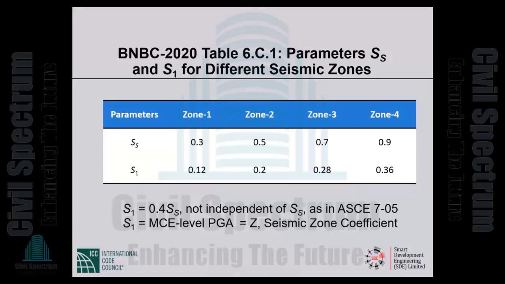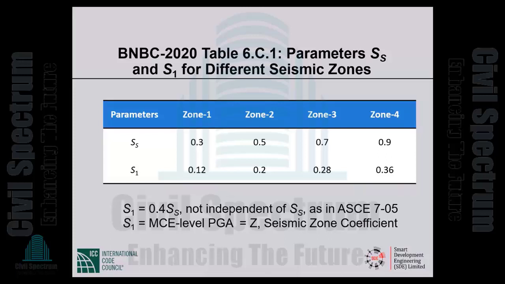So if you're using Appendix C, the S sub S and S sub 1 values are given to you, and you can proceed with seismic design using the approach in AC705 or what is in BNBC 2020, because they are also related to zones.